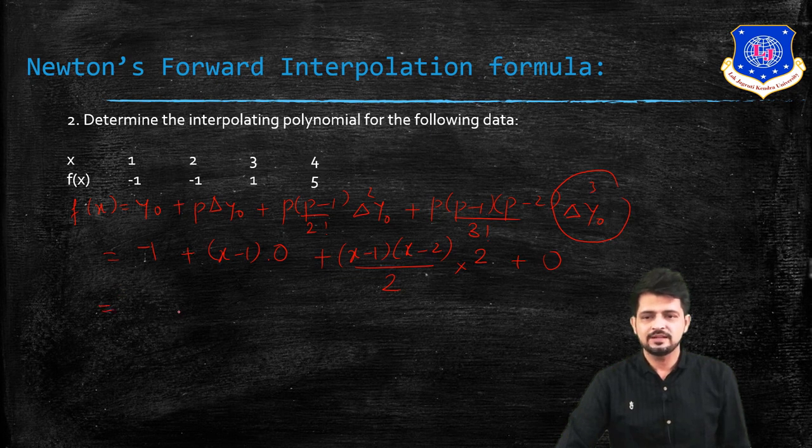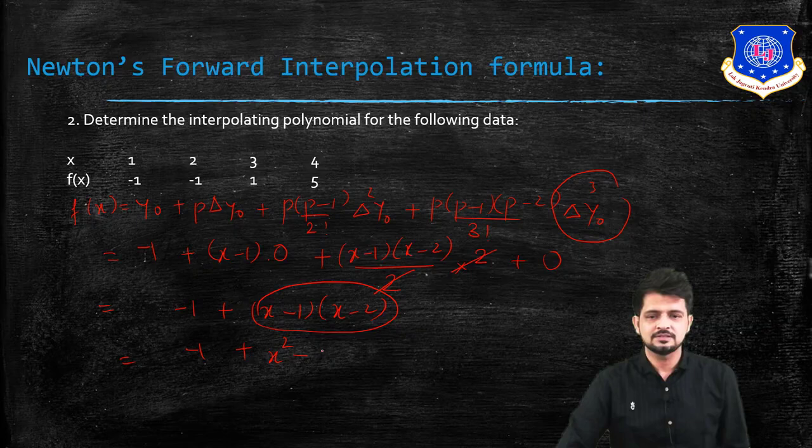Simplifying this, my answer will be minus 1 plus, this 2 gets cancelled, minus 1 plus x minus 1 into x minus 2. Minus 1 plus, if I expand this, what will be my answer? x square minus 3x plus 2. So if you simplify this, our answer will be x square minus 3x plus 1. So this is our required interpolating polynomial.